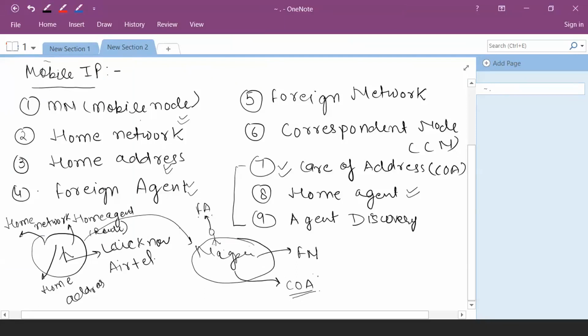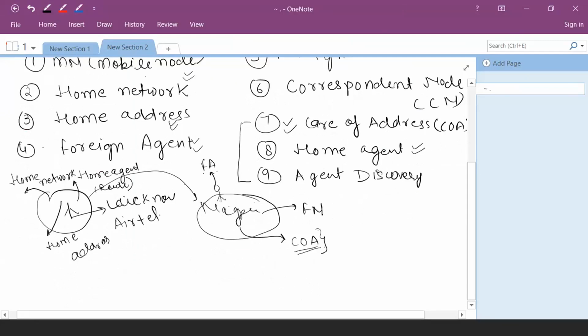Because this is the entity which is responsible to provide me a temporary address. So actually there is a mapping from a permanent IP address to my address. This mapping is done by this foreign agent, and all of the details of where I am residing, what my location is.